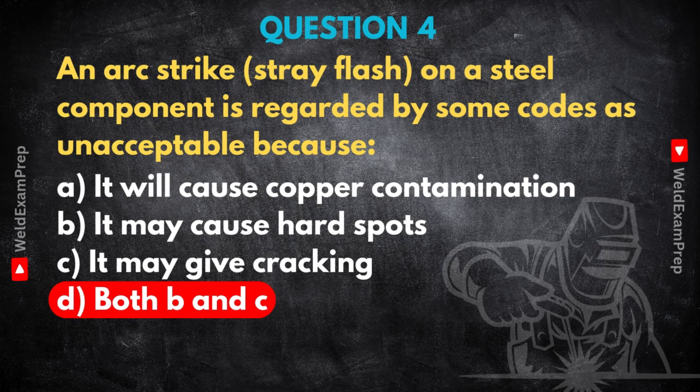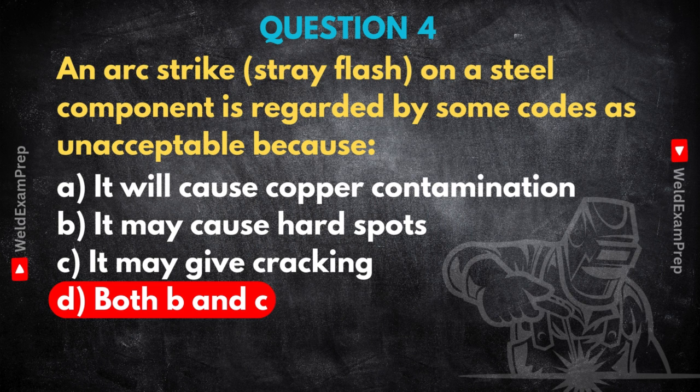Precisely. And just to touch on option A, copper contamination. While that is a serious defect, it's usually caused by other things, like maybe touching the electrode to a copper backing bar, not typically a direct result of the arc strike on steel itself. The main issue with arc strikes is that local hardening and cracking risk. Understood. Look beyond the surface impression.